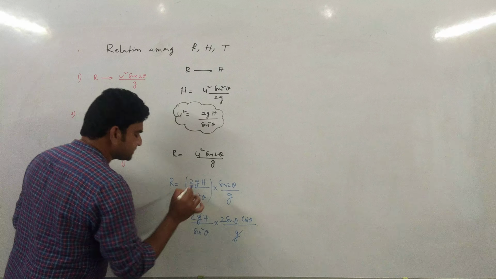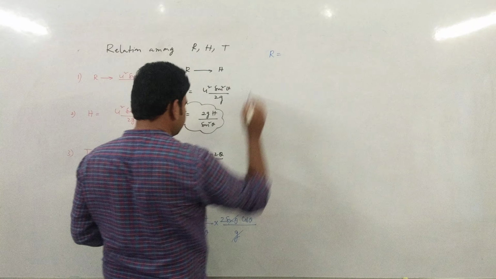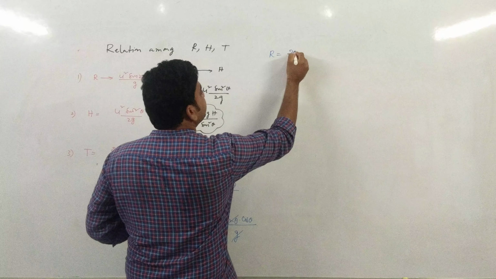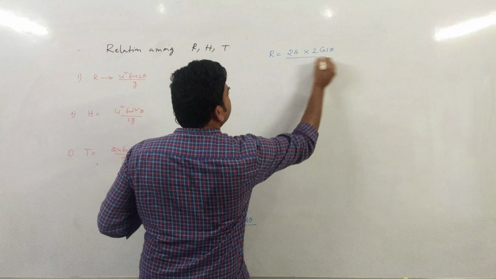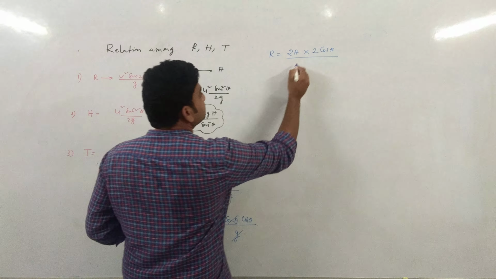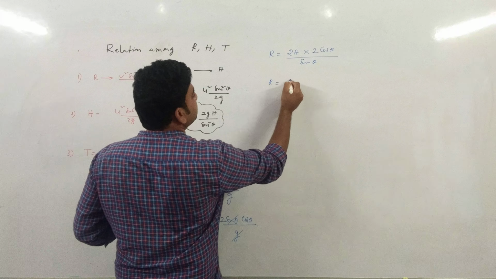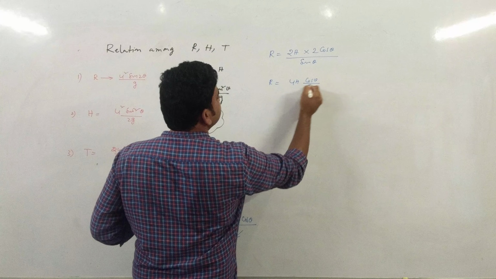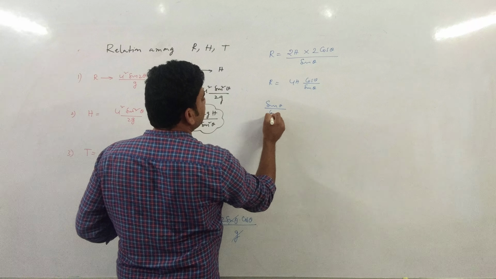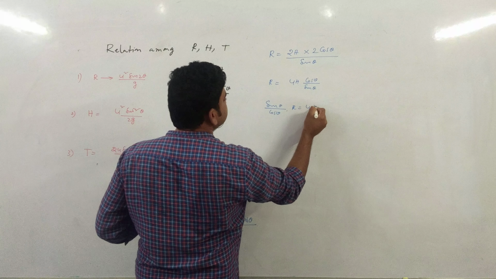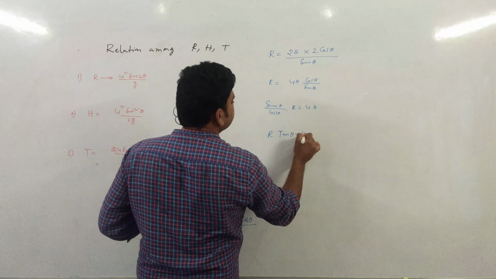Now this g gets cancelled, and here one sine theta gets cancelled, and the remaining is R equals 2h into 2 cos theta, and down is sine theta. 2 twos are 4, 4 into h, 4h. So now it becomes 4h cos theta by sine theta, and I am sending the sine value this side, it becomes sine theta by cos theta into R equals 4h. From here, sine by cos is nothing but tan theta, so R tan theta equals 4h.